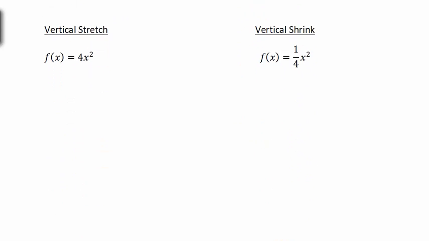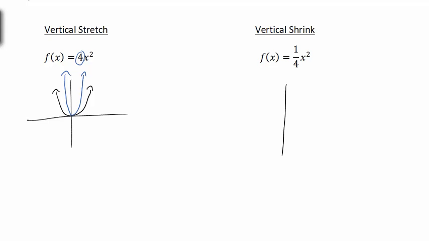And then we talked about a vertical stretch, and we said that if you have our standard x squared, and if you multiply by a number here greater than 1, such as here we have a 4, that's going to cause the graph to increase at a faster rate. So remember, it's going to go like this, which is called a vertical stretch.